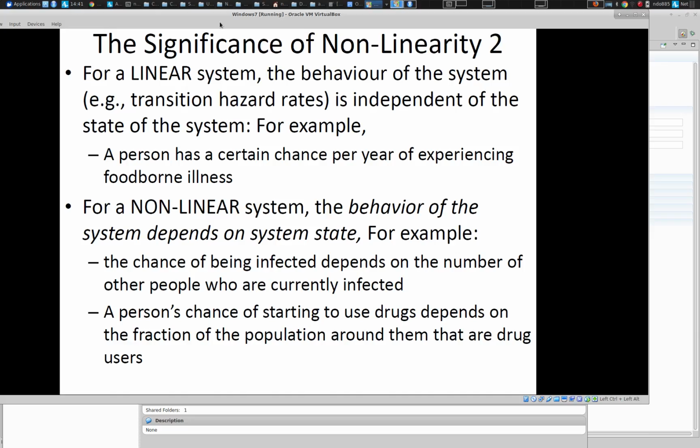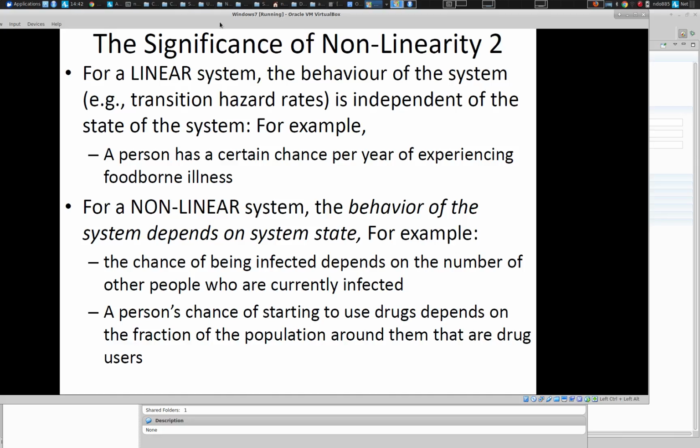By contrast, in a linear system, the probability of something happening is independent of system state. So maybe we're examining people killed by lightning. There's just a fixed chance per year they'll be hit by lightning. It's independent of the number of people that have already been hit by lightning or the number of people in the population. It's just a certain probability per year that someone will be hit. For a nonlinear system, by contrast, the behavior depends on the state of the system in an important way.